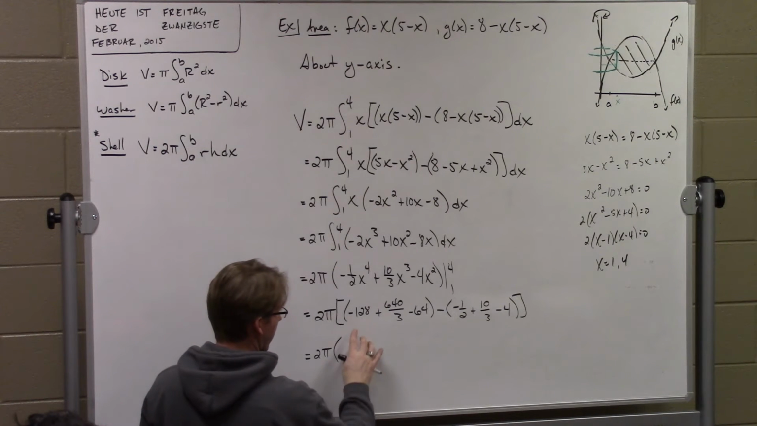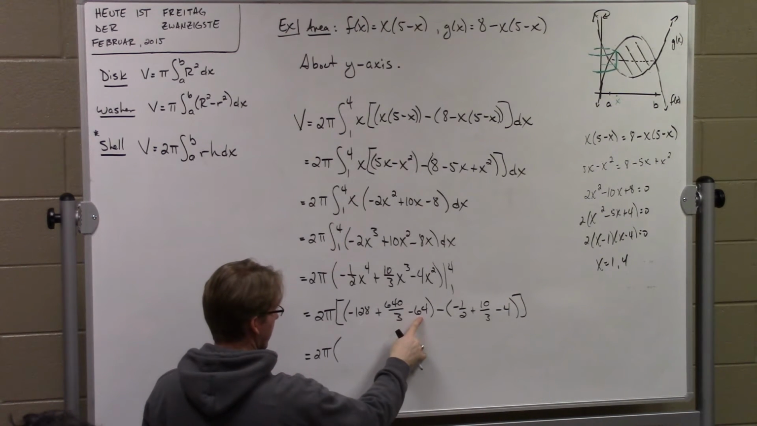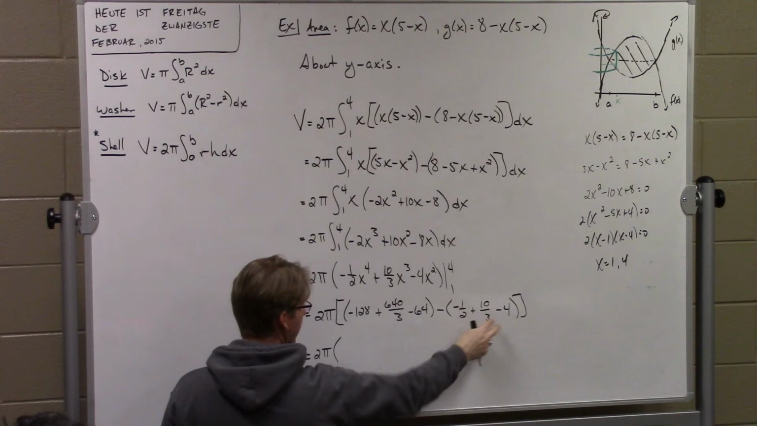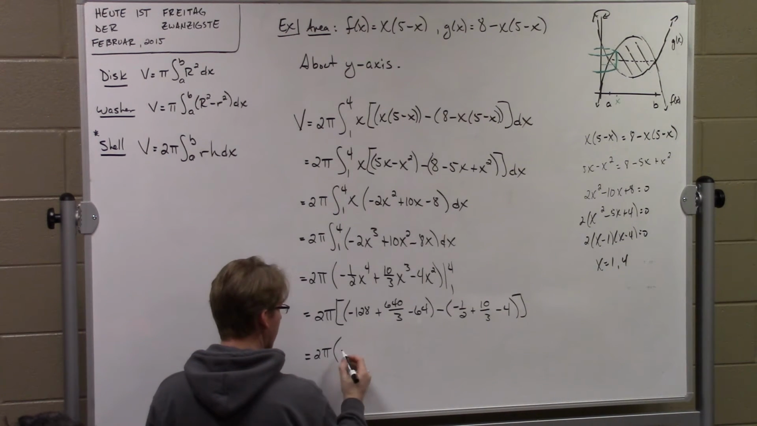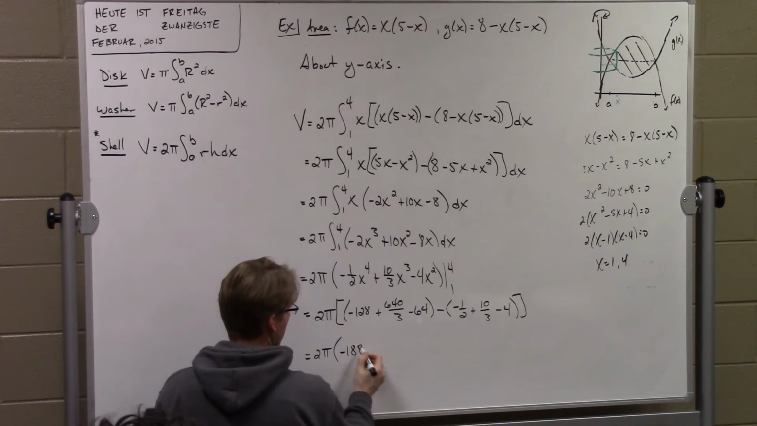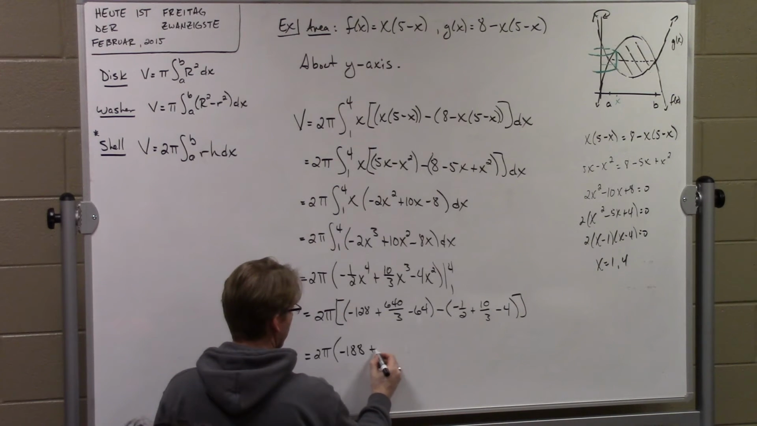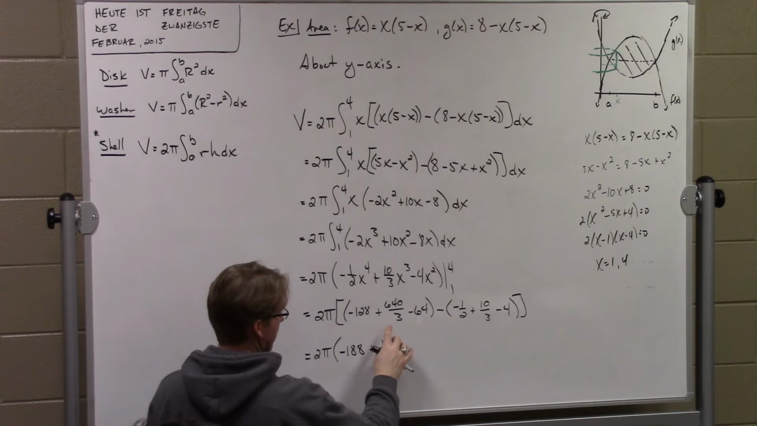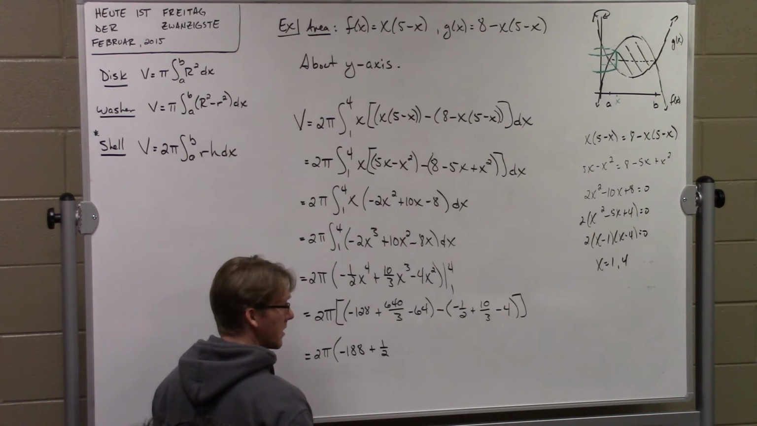Okay, let's gather up all of our good numbers. We got negative 128, negative 64 makes negative 192, I think. So yeah, negative 192 plus 4 makes negative 188. Alright, then we've got a positive 1/2 and a 630 over 3. Oh, 630 over 3 is 210.